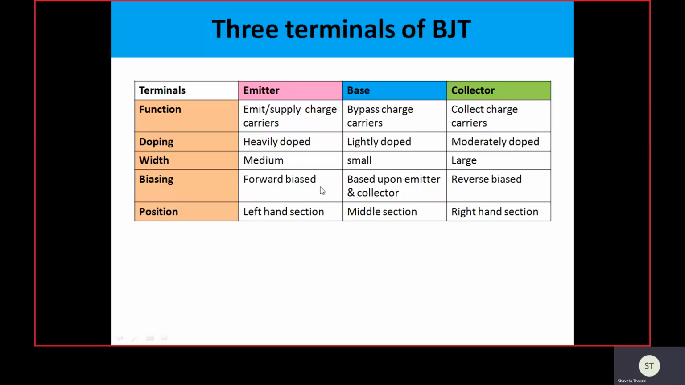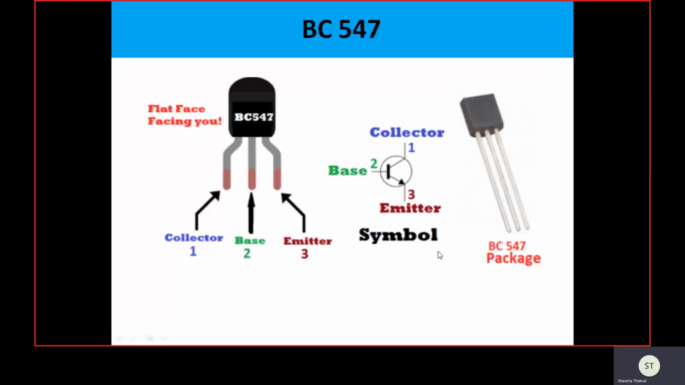And if we see the biasing profile, the emitter is forward biased so that it can emit charge carriers. The collector is reverse biased so that it can collect charge carriers, and the biasing of the base depends upon the emitter and collector. And usually the emitter is the left hand section, the base is the middle section, and the collector is the right hand section.